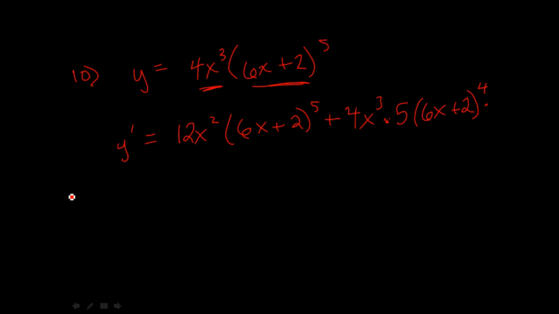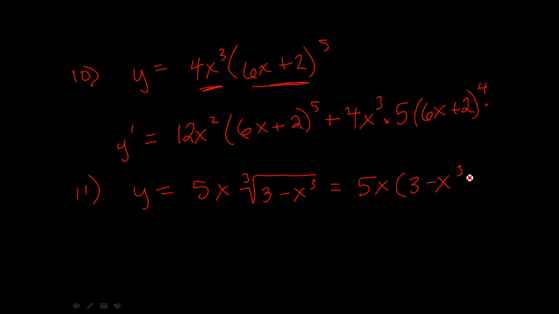Let's try 11 and see if I can fit it here. So number 11, we could have something like 5x times the cube root of 3 minus x cubed. Okay, so again, let's go ahead and rewrite this as 5x times 3 minus x cubed to the 1/3 power. So we're going to have to use product rule again, plus the chain rule because of this 1/3 outside of this stuff.